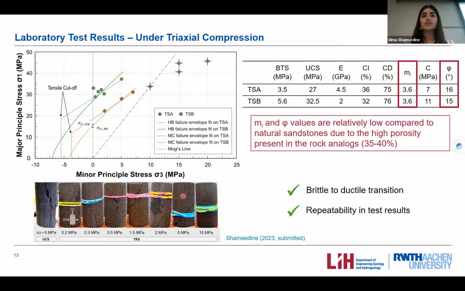These figures here show the transition from brittle failure to ductile failure of the 3D printed samples. When increasing the confinement, we can see that there's axial splitting at zero confinement pressure or UCS, and then the shear behavior starts to appear in the samples as we increase the confinement up to 5 megapascals. We can see a clear shear band in the samples occurring. And when we further increase the confinement to 15 megapascals, we can see a pure ductile behavior with no visible fractures.